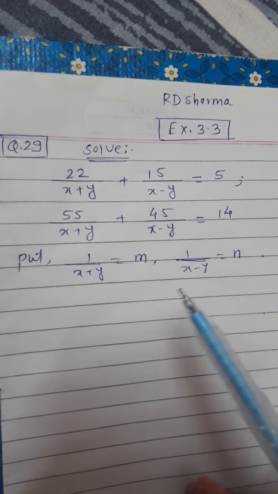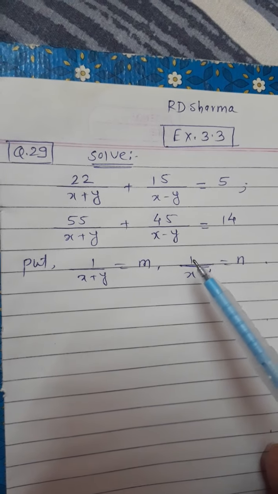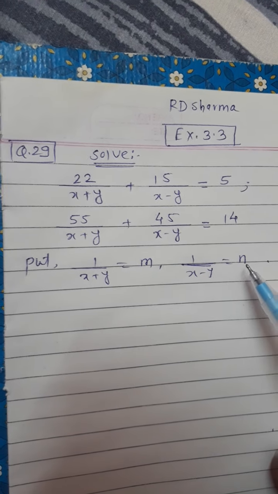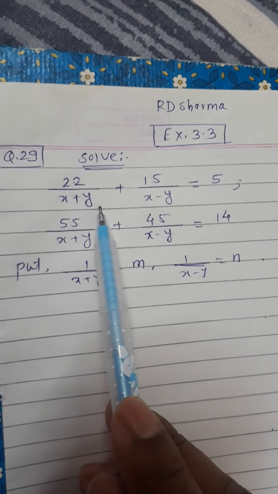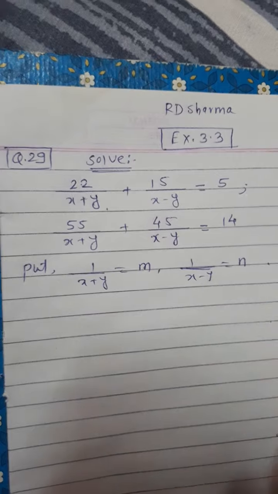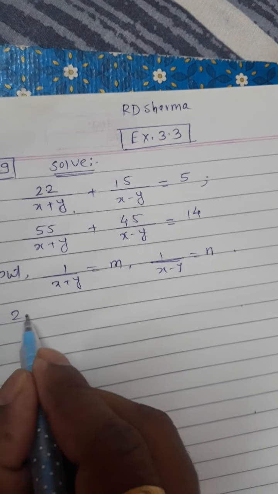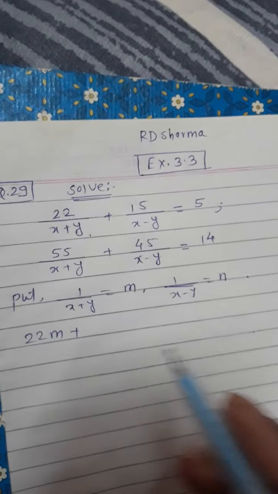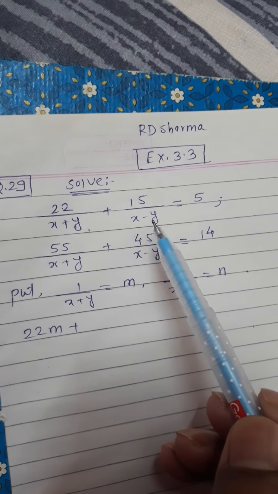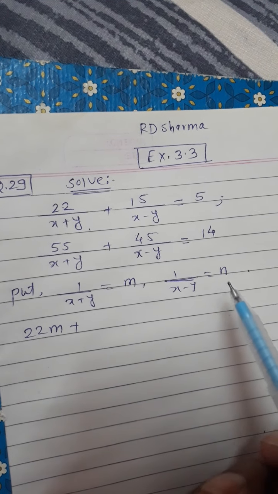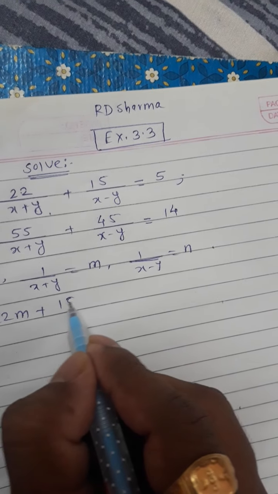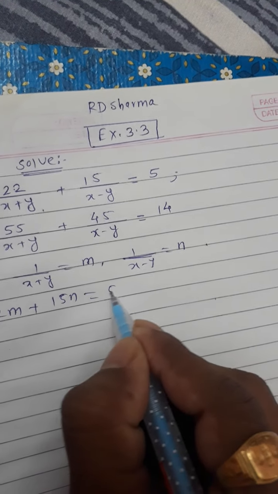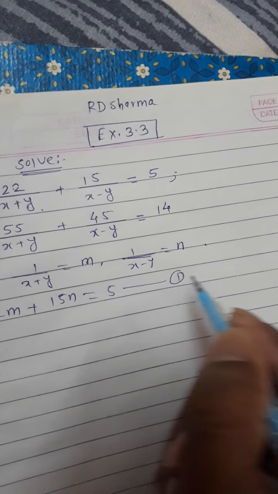So here 1 upon x plus y is equal to m, and put 1 by x minus y equal to n. So first, this becomes 22 into 1 by x plus y, and 1 by x plus y is equal to m, so it becomes 22m plus 15 upon x minus y is 15 into 1 by x minus y, and 1 by x minus y is equal to n. So it becomes 15n is equal to 5. Right, this is equation number 1.